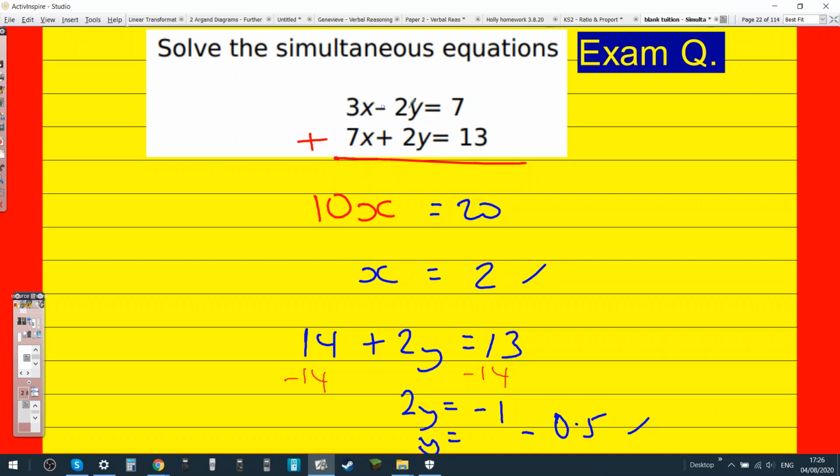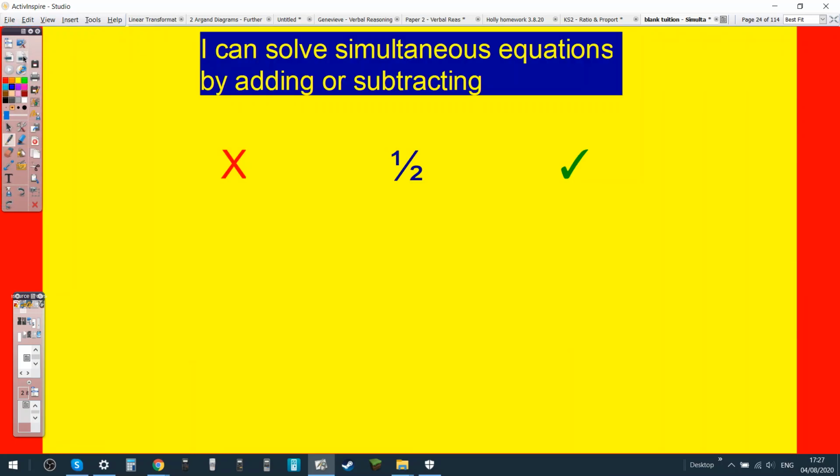Then sub it back into one of these equations to solve for the other one, now that we know what x is. And if one of them has just pluses, use that one, even if the numbers are bigger. So what do you give yourself for those ones so far? Yeah, I think I'm good.